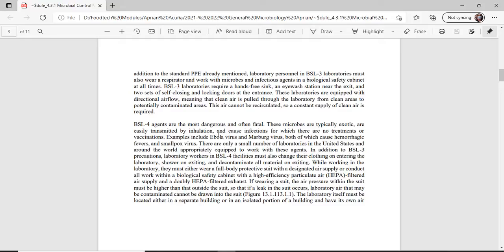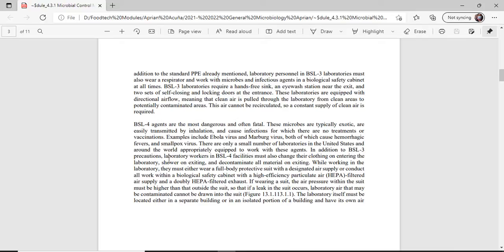Now, for level 4, the highest level, the agents are the most dangerous and often fatal. These microbes are typically exotic and easily transmitted via inhalation. They can also cause infections for which there are no treatments or vaccinations available. For example, you have the Ebola virus and the Marburg virus, which both cause hemorrhagic fever, and smallpox. There are only a small number of laboratories in the US and around the whole world equipped to work with these agents.